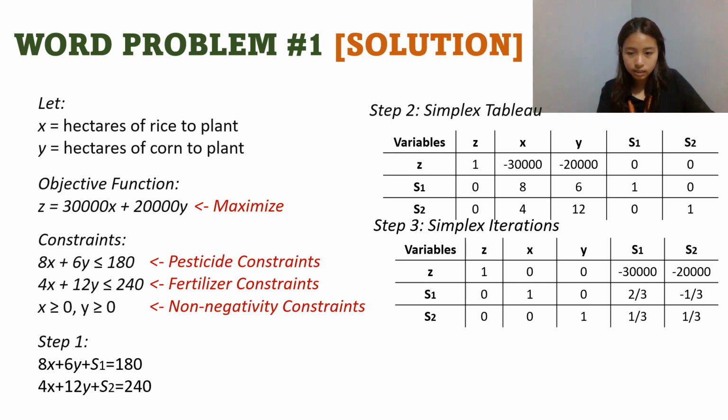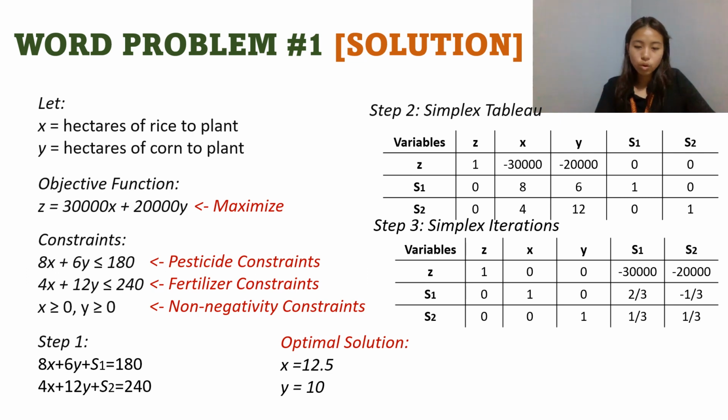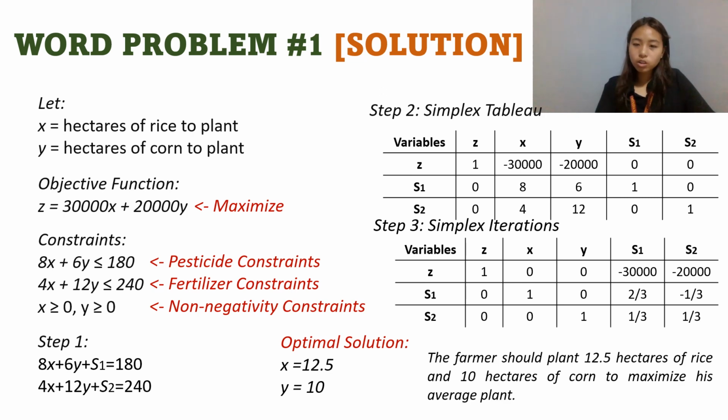In iteration 3, there are no negative entries in the objective row, so the optimal solution is reached. After performing the iterations, we got the final table. From the final table, we can read the optimal solution, which is x equals 12.5 and y equals 10. So the farmer should plant 12.5 hectares of rice and 10 hectares of corn to maximize his average profit.